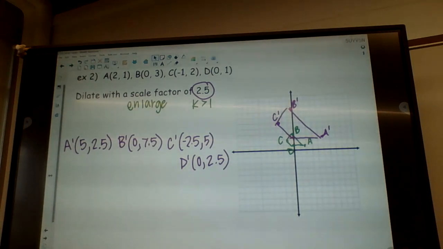And so just kind of showing you guys, they can also overlap like this. So the fact that the one is kind of on top of the other maybe throws you off visually a little bit, but it is still an enlargement of the original. It got bigger by 2.5.